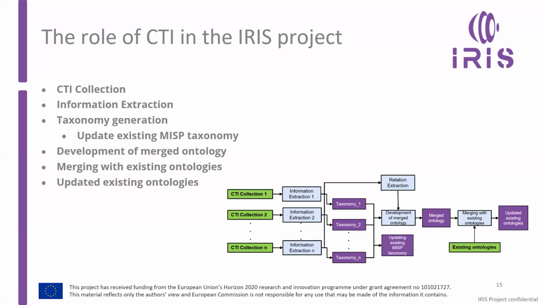One of the key objectives of the CTI in the IRIS project is the taxonomies and ontologies generation. This is achieved following the pipeline presented in the diagram. The CTI, first of all, is collected from both the internal and the external sources. When we are talking about the internal sources, we mean the information received from the other tools that were described in the architecture earlier on by Giovanna. And by the external sources, we mean the vulnerability databases, the CERT feeds, the proof of concept sources, etc.